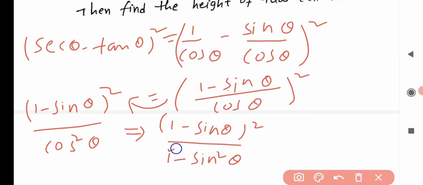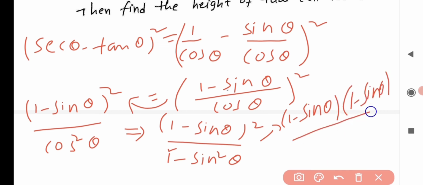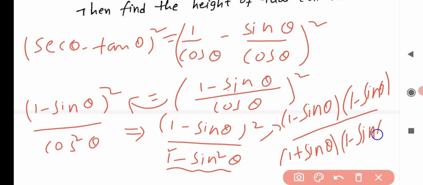The 1 can be changed to 1 square also. The numerator (1 minus sin theta) whole square means (1 minus sin theta) into (1 minus sin theta). By a square minus b square, which is (a plus b) into (a minus b), the denominator is (1 plus sin theta) into (1 minus sin theta). So (1 minus sin theta) cancels. Remaining is (1 minus sin theta) by (1 plus sin theta). This is the RHS.